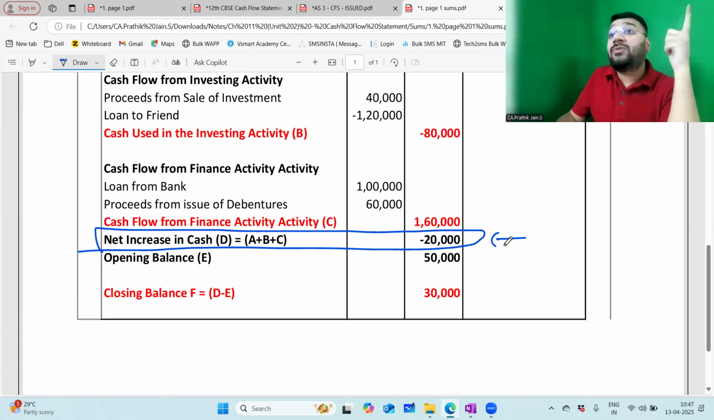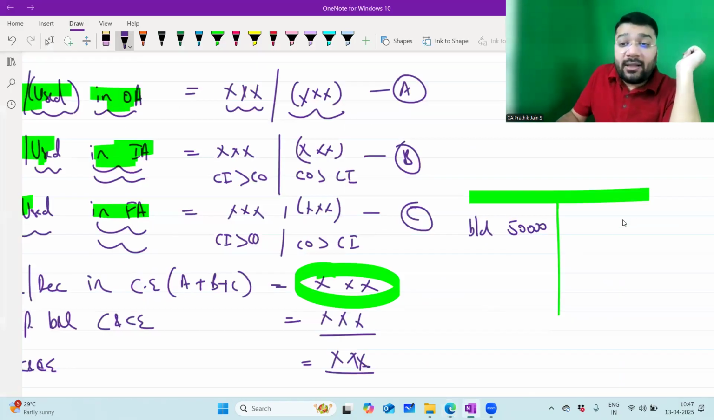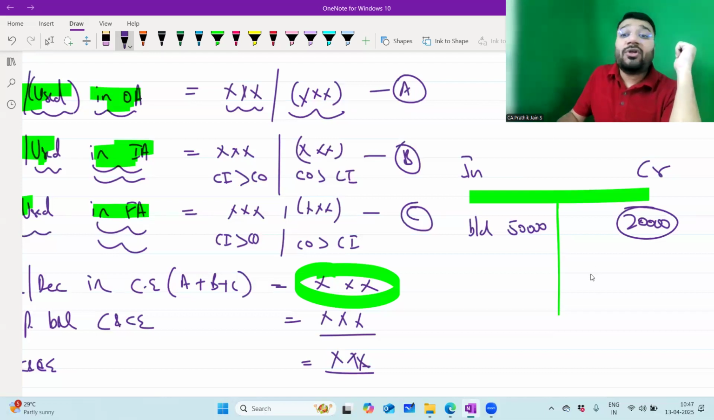Net outflow means what? Credit what goes out. So can I say that 20,000 comes here? Credit what goes out, debit what comes in. So net 20,000 is spent from your pocket. So what is the balance? 30,000 rupees is the balance.